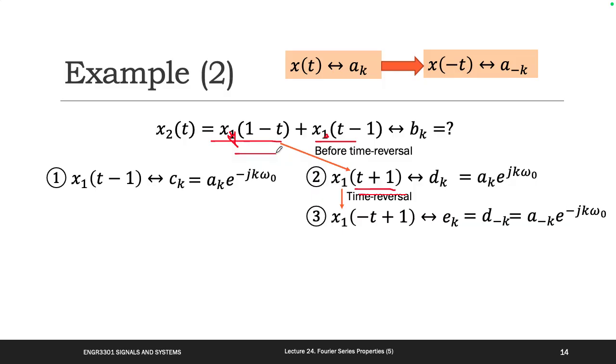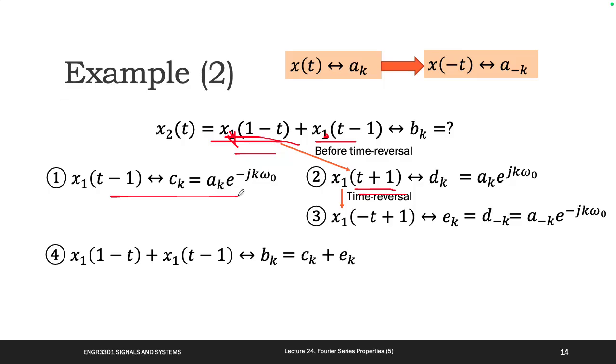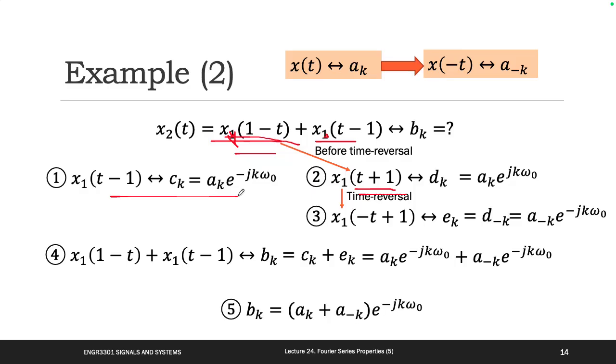Then we will have the Fs coefficient for this part, and this part is just this one. Based on the linearity property, we can have the whole Fs coefficient, just add them together, and then you will have this one. Because this is the same thing, this is just the new Fs coefficient for this x2 signal. Am I right? That makes sense to you?